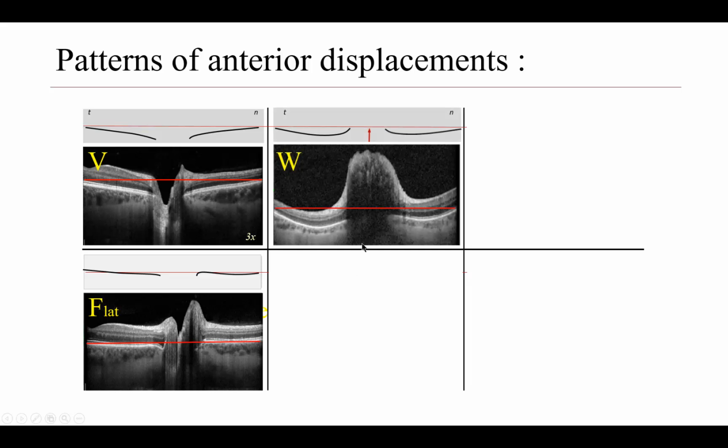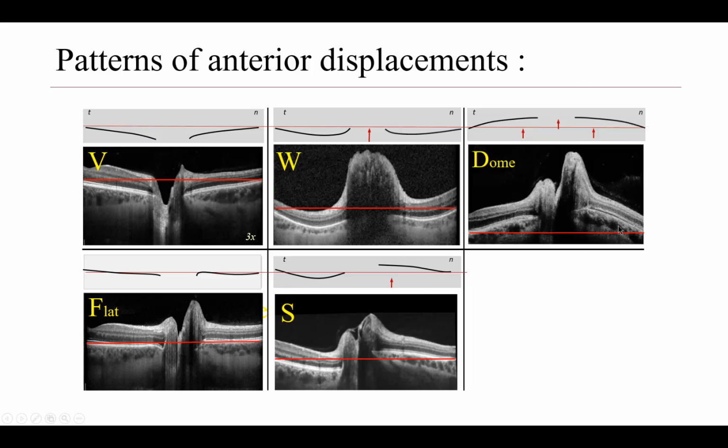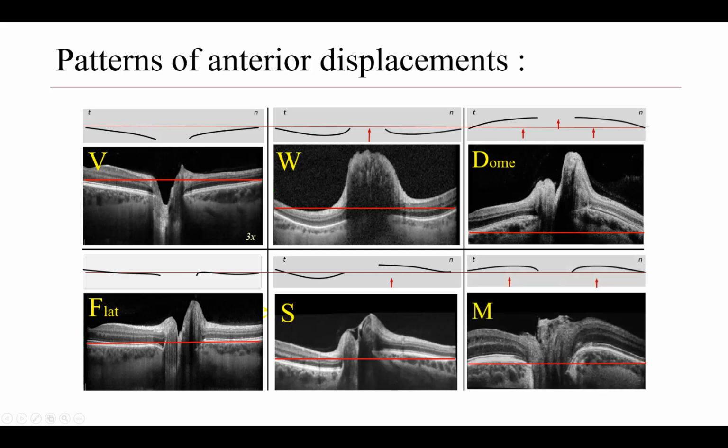Occasionally you'll see the lamina push forward without affecting the peripapillary tissue, which I'll describe as a W shape. Sometimes if the compressive force is asymmetric or off axis, you'll see an S shape. If there's a broad-based compression, we'll describe that as a dome shape or D shape, and occasionally you'll get this M-shaped configuration.